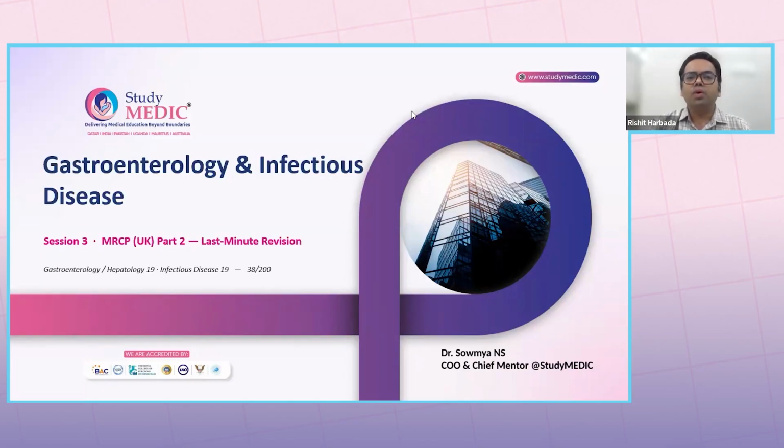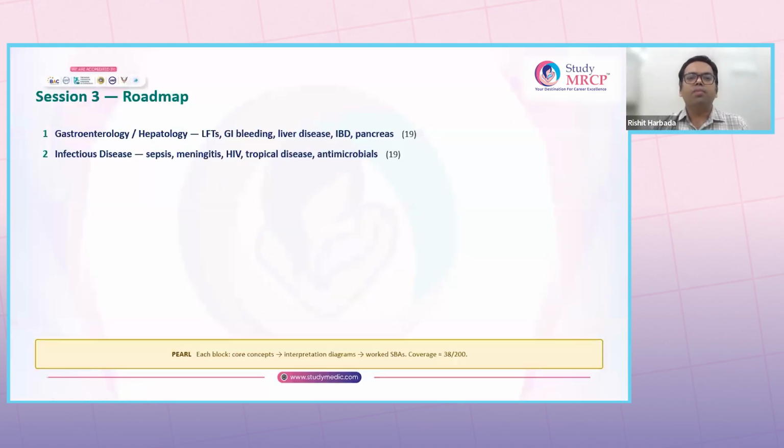The first topic is gastroenterology. The roadmap will be that the gastroenterology and hepatology section has around 19 questions in our exam, which form 9.5% of the total weightage of the exam. And infectious disease also has around 19 questions. So together, these two topics cover 38 questions, or approximately 19% of your exam from MRCP Part 2.